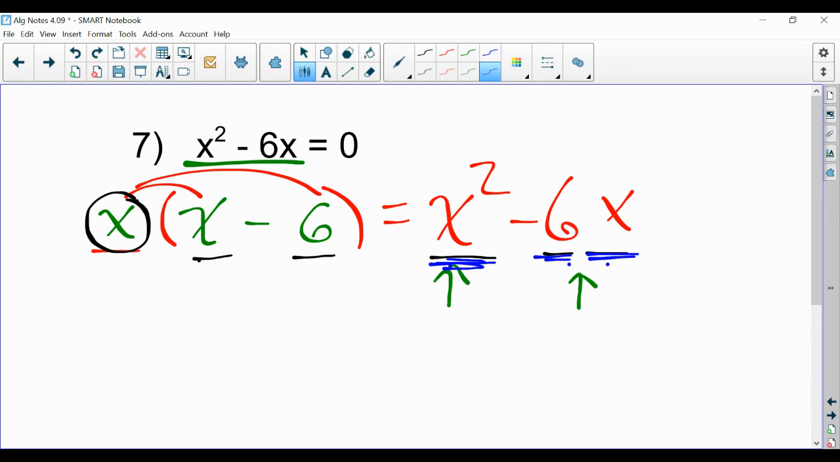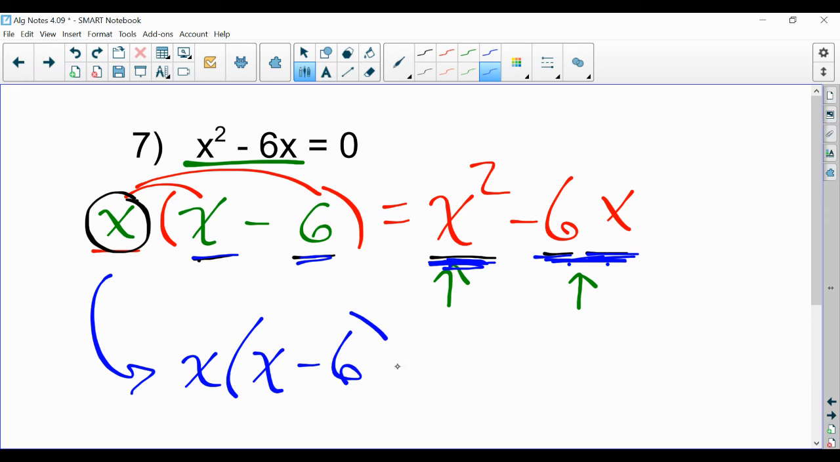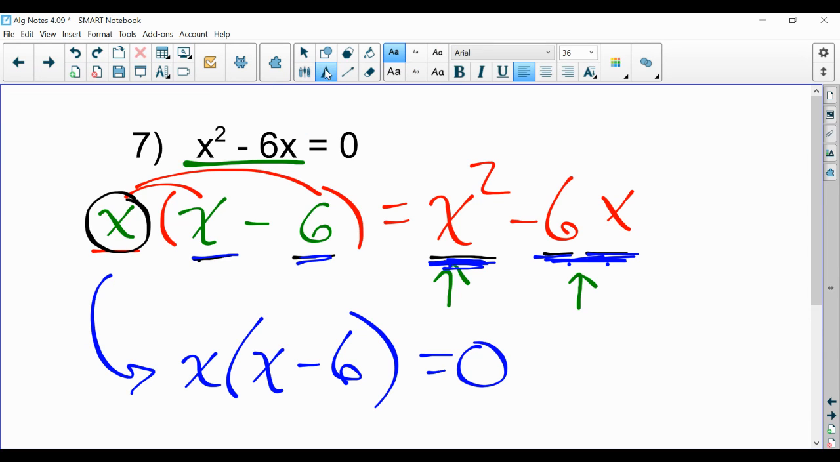And then I asked, okay, after I pull out the x, what's left after I pull out an x from x squared? I'm still left with 1x. What's left after I pull out an x from minus 6x? A minus 6. Okay, why did I do that? Now it's written in factored form, and I can rewrite my equation as x times x minus 6 is equal to 0. So this is what we call factored form.